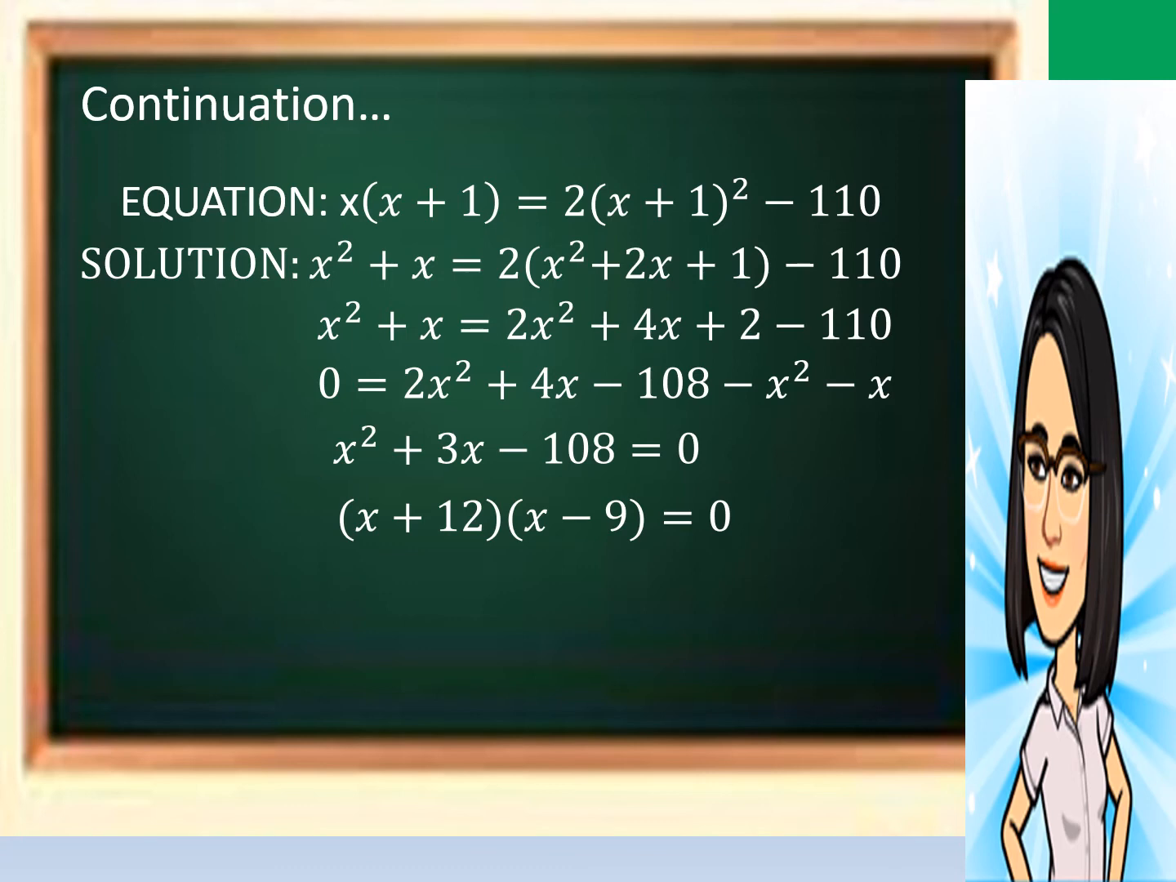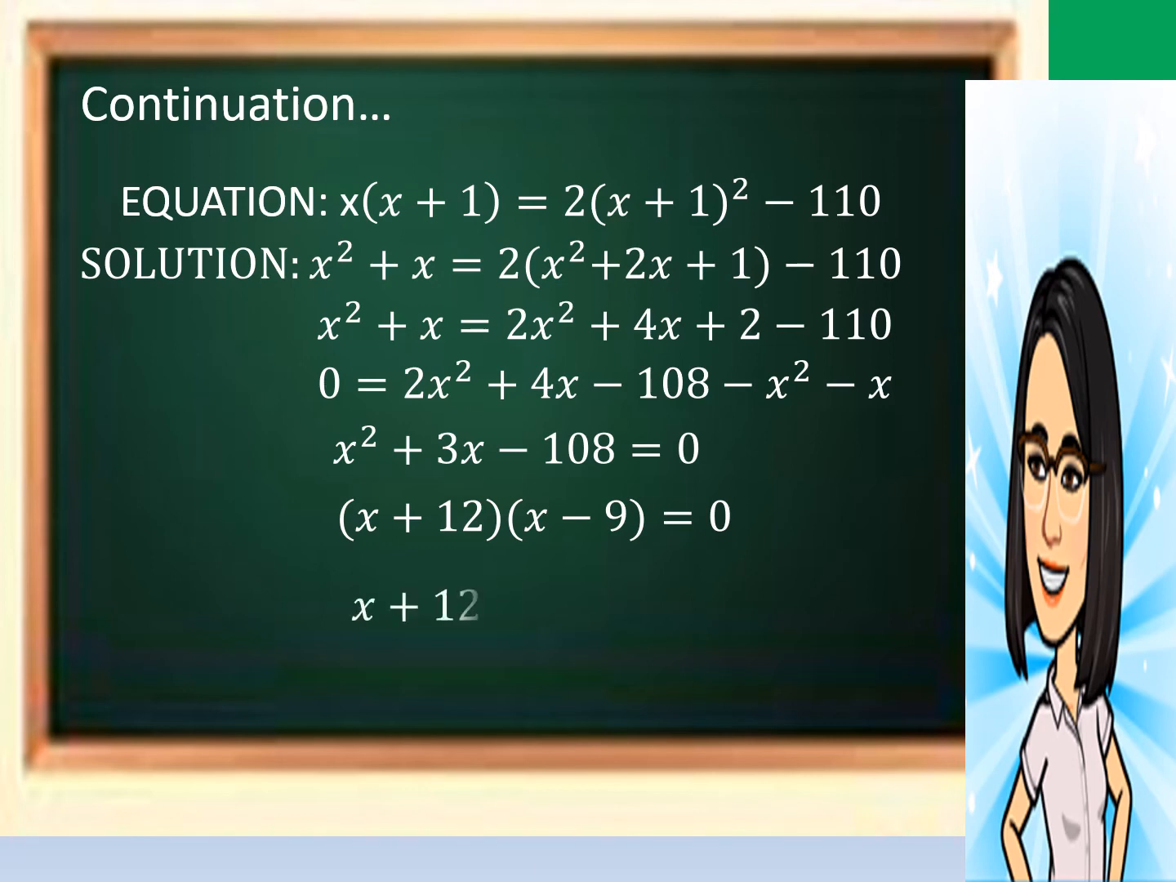The quadratic equation is factorable in the form of the quantity of x plus 12 times the quantity of x minus 9. Observing that the product 12 times negative 9 gives us negative 108, and the sum, 12 plus negative 9, is now a positive 3.